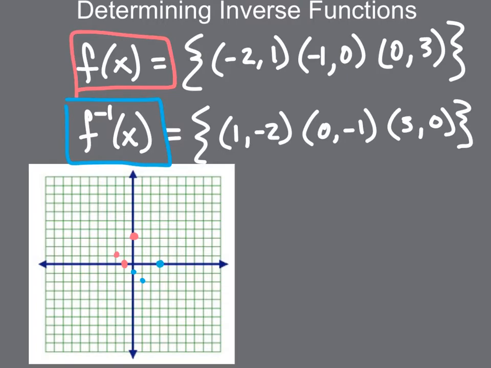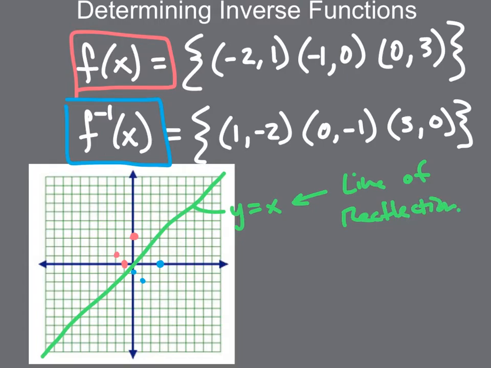Okay? Notice that these points look like they're all just reflected over a certain line, and that certain line that they're reflected over is the line y equals x. So y equals x is a line of reflection that you will see throughout this video. And that's just a line with a slope of 1 with a y-intercept of 0.